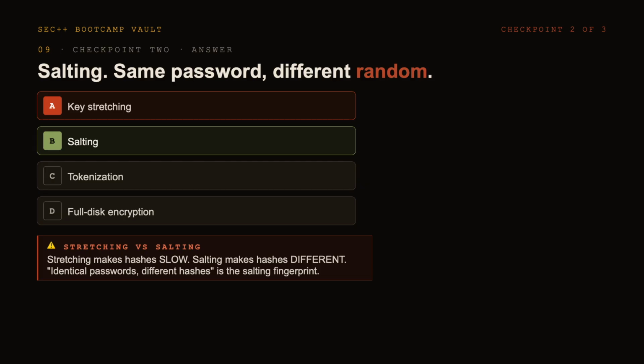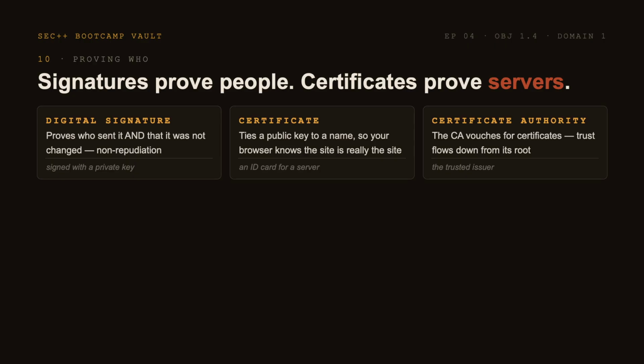Proving who? A digital signature is made with someone's private key, and it proves two things at once: who sent it and that it was not changed. That combination is non-repudiation from episode 2.